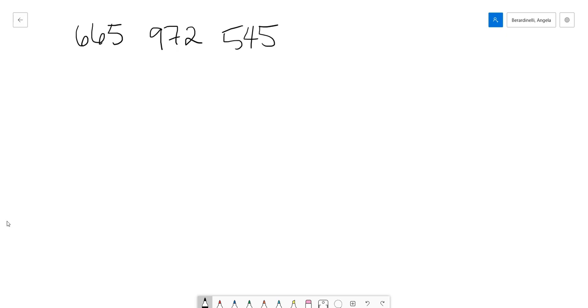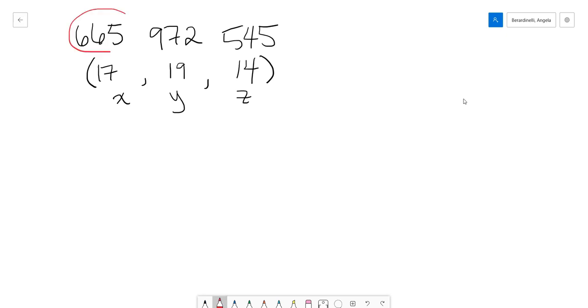So 6 plus 6 plus 5 is 17. 9 plus 7 plus 2 is 19. And 5 plus 4 plus 5 is 14. So this is where they're at in the cube. This is their x, y, and z positions. It says that you add them up to get the starting position and you subtract them to track the movements. And how you do that is coordinate by coordinate.